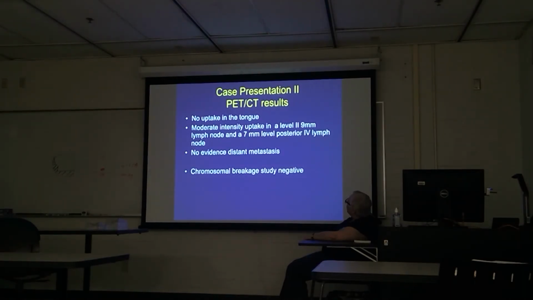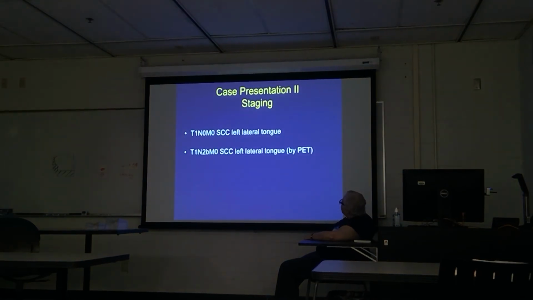So PET CT, no uptake in the tongue, moderate intensity uptake in a level 2 9mm lymph node and a 7mm left posterior level IV lymph node. No evidence of distant metastasis and chromosomal breakage study negative. So he's as good as you can get.